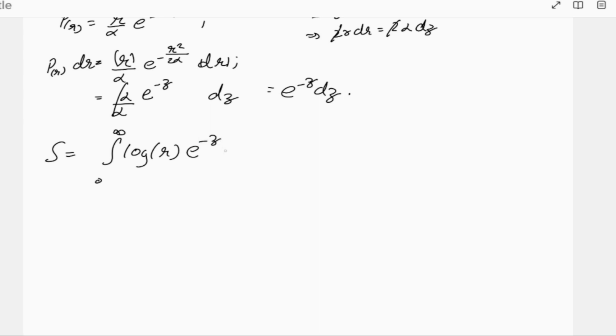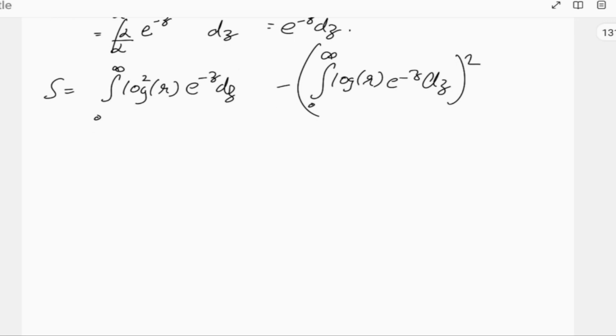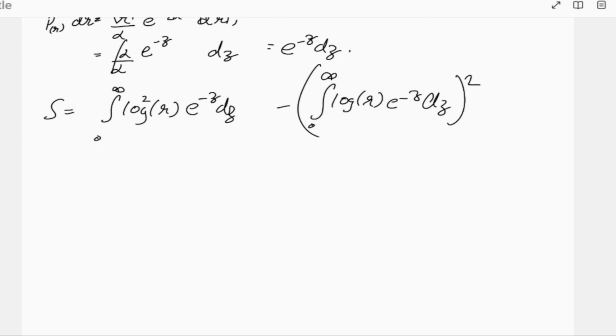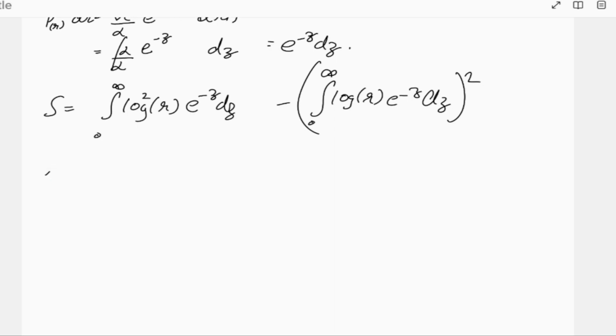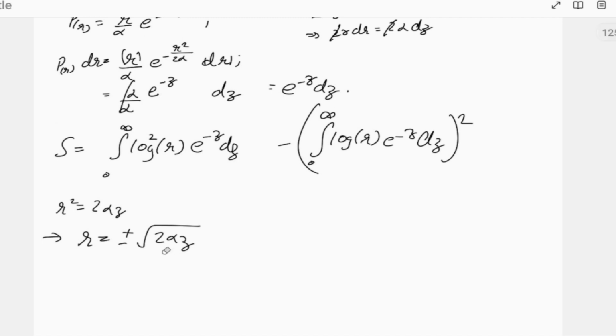Okay, so I'll go ahead and write s, that was 0 to infinity, log r PR dr, but that's e power minus z dz, minus, this is squared, 0 to infinity log r e minus z dz whole squared. Alright, so I have to write this log r term in terms of z. R squared is equal to 2 alpha z, so r is plus minus root 2 alpha z, but they've said that r is a positive real number and so is alpha, so this can't be negative, so I'll take only the positive root.